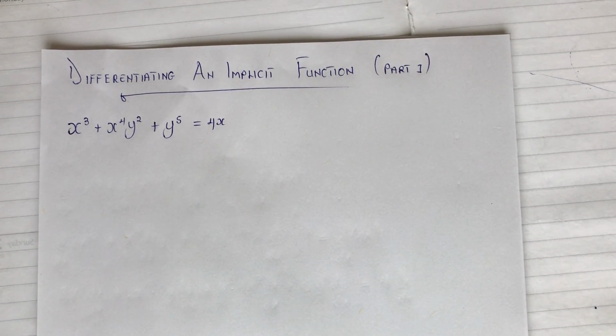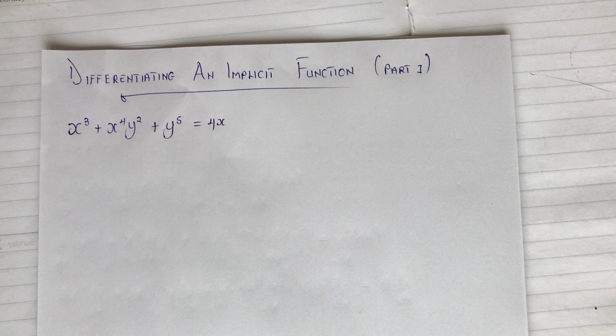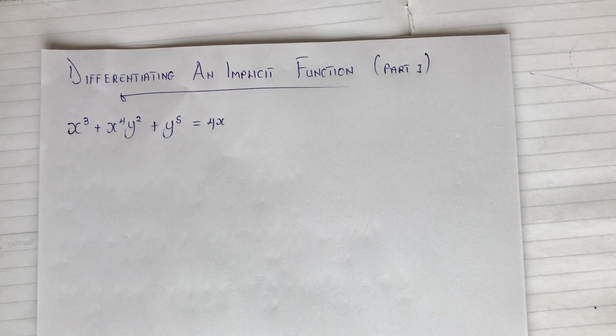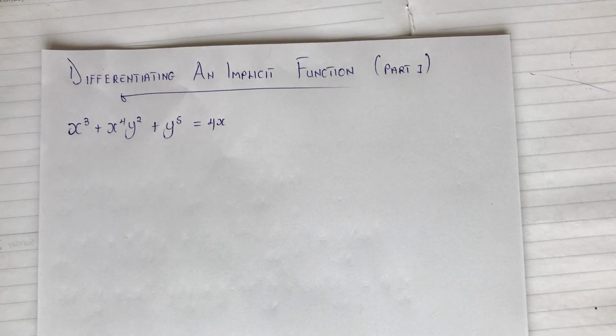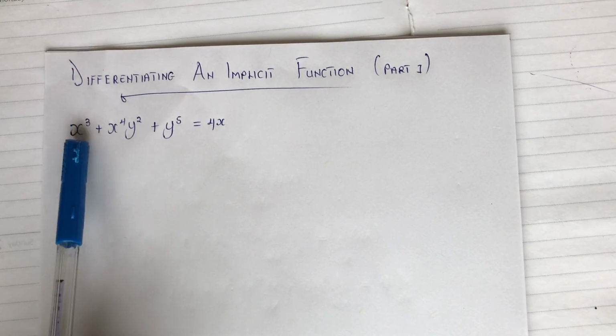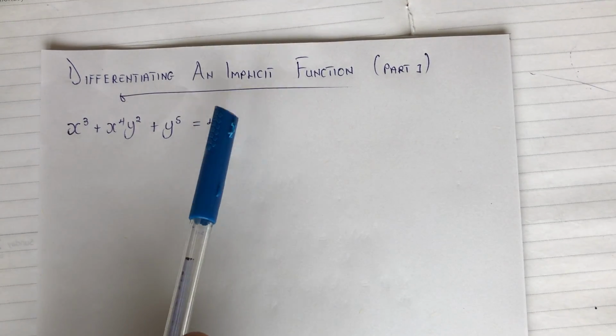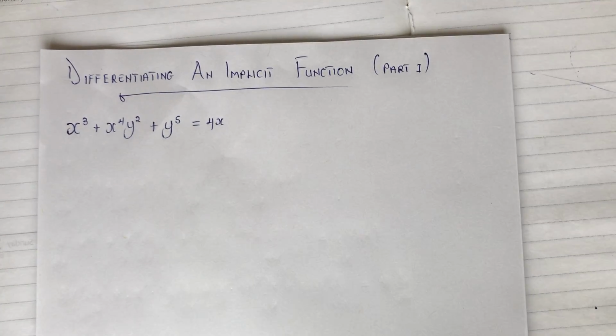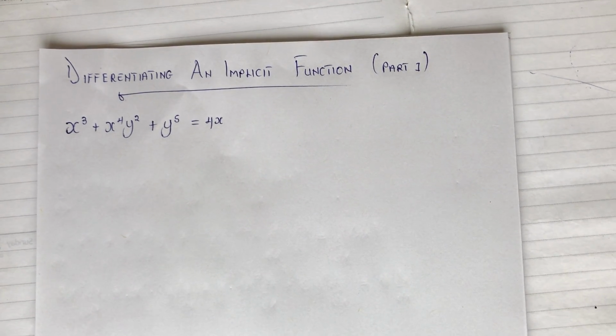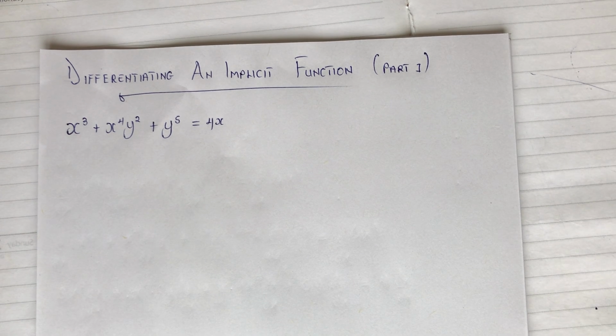I have a new topic here, differentiating an implicit function. How do we differentiate an implicit function? A function usually in terms of two variables of this form, x and y, giving us a certain function in terms of x or y. It can be a trig function depending on whatever question you meet. That is an implicit function. So there are some steps you need to understand to go about them.